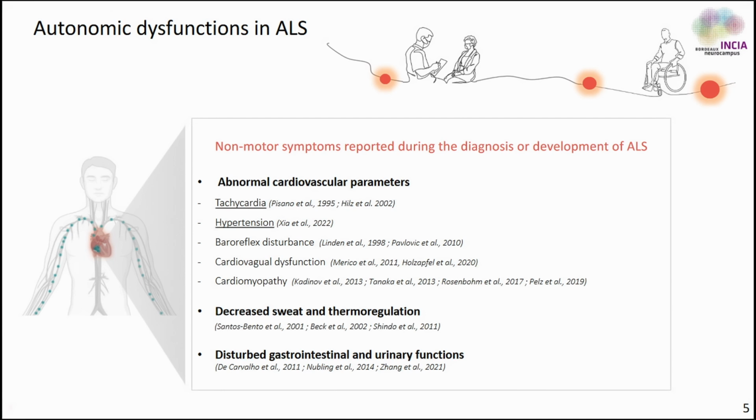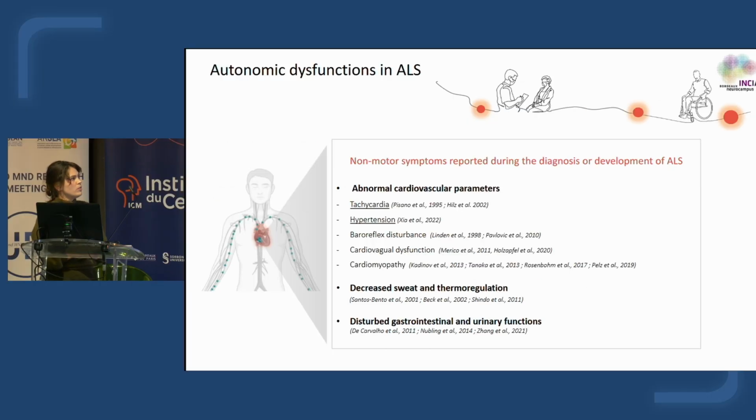And so now you have a better understanding of what the autonomic nervous system is. I will detail the non-motor symptoms we reported during ALS. They could occur even before the first motor symptoms, in some patients. We reported abnormal cardiovascular parameters like tachycardia, hypertension, decreased sweating and thermoregulation, and disturbed gastrointestinal and urinary function.